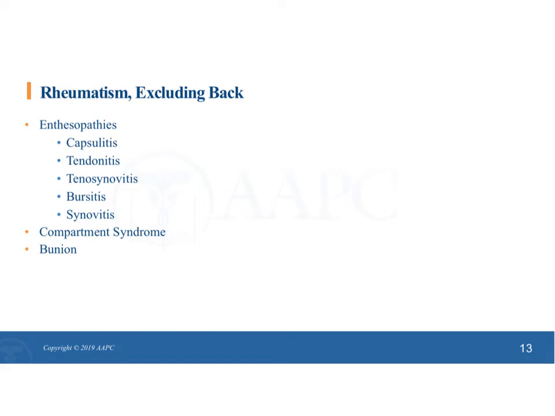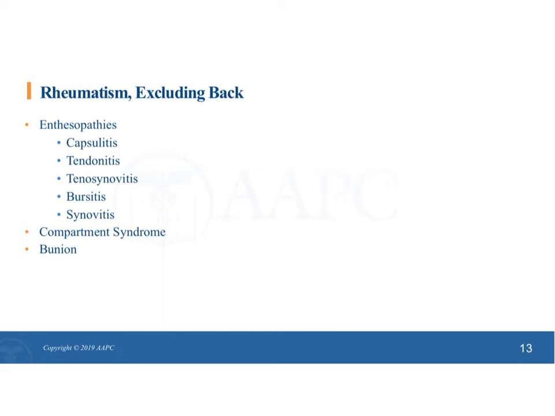Enthesiopathies are diseases occurring at the site of insertion of muscle tendons and ligaments into bones or joint capsules. Capsulitis is inflammation and pain of the tissues surrounding the joint. Tendinitis is inflammation of a tendon. Tenosynovitis is a more involved inflammation affecting the tendon and the tendon sheath lining.